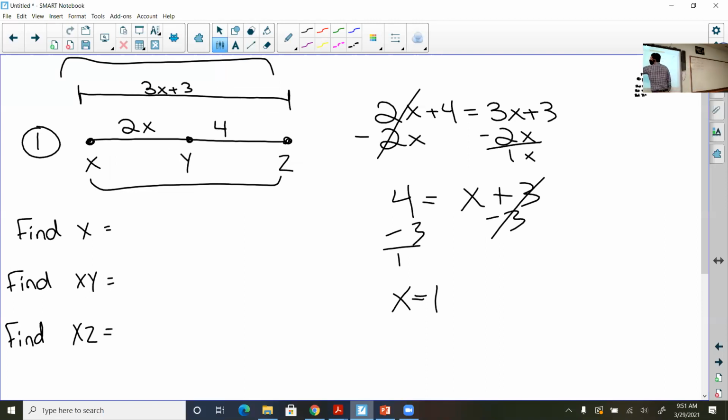So now that I know that x is 1, I can go ahead and use that information to solve for my segment and my entire piece. So XY is 2 times 1, so 2. And the entire thing of XZ is 3 times 1 plus 3, so 6. So I found my missing variable, I found the piece of XY, and I found the entire length of the segment.